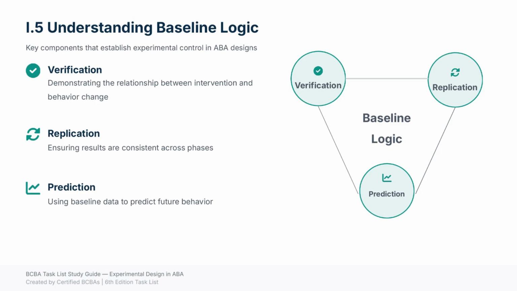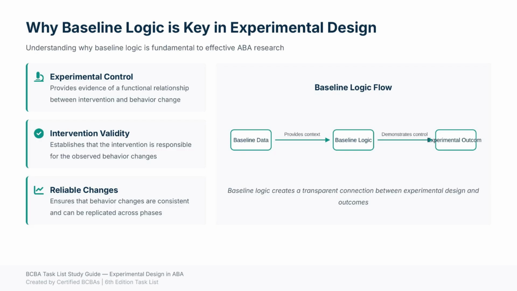Together, prediction, verification, and replication form the core logic of single-case experimental research. Baseline logic is critical because it provides the scientific foundation for experimental control in ABA. It ensures that behavior change can be attributed to the intervention rather than extraneous variables. Through baseline logic, we can establish a functional relationship, intervention validity, and reliable, replicable results. Without baseline logic, we would not be able to determine whether an intervention truly caused the observed change in behavior.